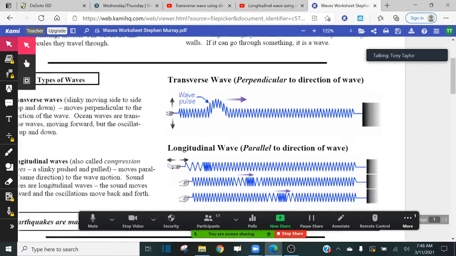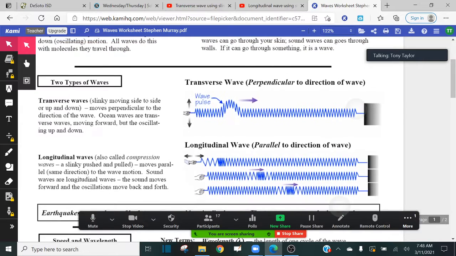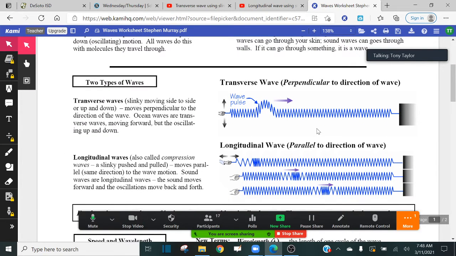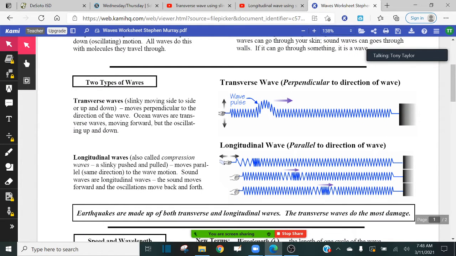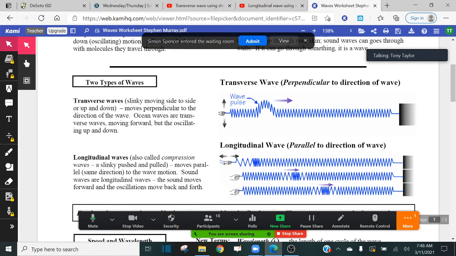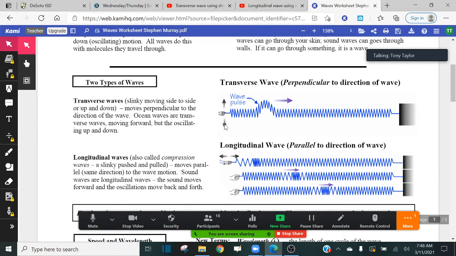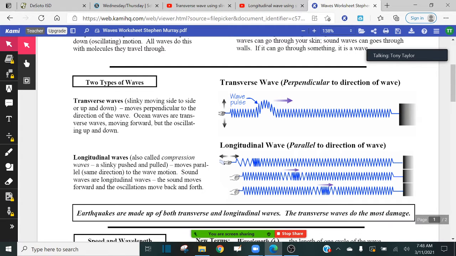So everybody got that? That's important to know because that's going to be on the assignment. Okay. So once again, in a transverse wave, the vibrations move perpendicular to the direction of the wave itself. And we kind of see that here. Whereas in a longitudinal wave, the vibrations move parallel to the direction of the wave motion itself.